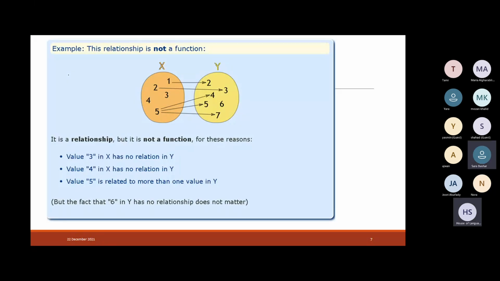One by one, please. Teacher, in the brackets, are the first numbers always the domain, and the second numbers the range? Yes, the first number is the domain and the second one is the range. Is this your question? Yeah. Okay.